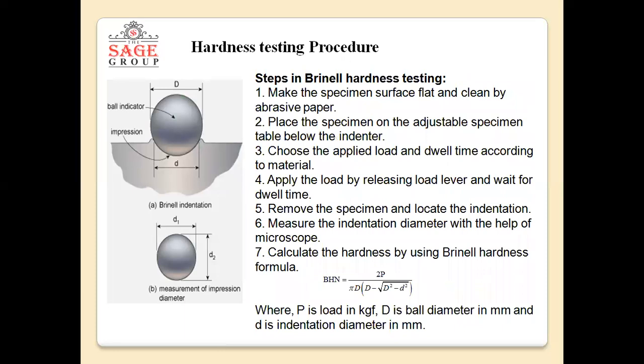These are the steps which I have already covered, and this is the formula: BHN equals 2P upon pi D times (D minus the square root of D squared minus d squared). This gives the BHN, or the hardness number. P is the load, D is the ball diameter, and small d is the indentation diameter in mm. This is the indenter ball which is pressed against a specimen, and an impression or indentation is formed on the material.